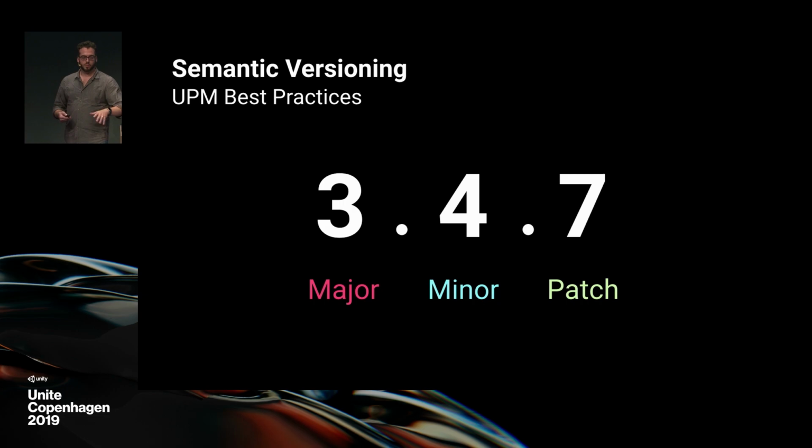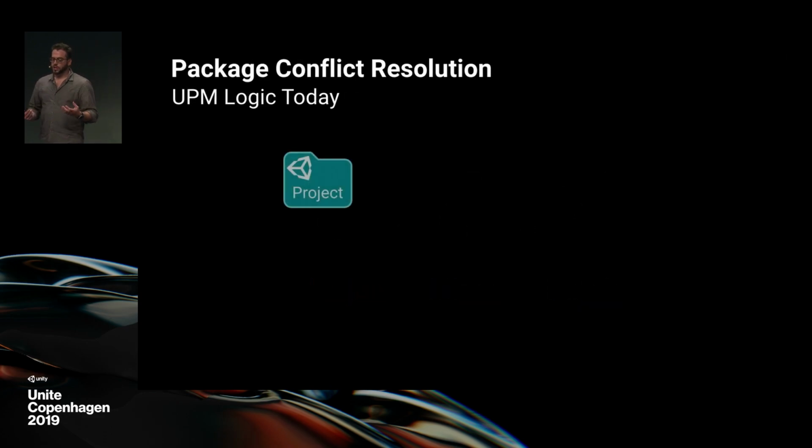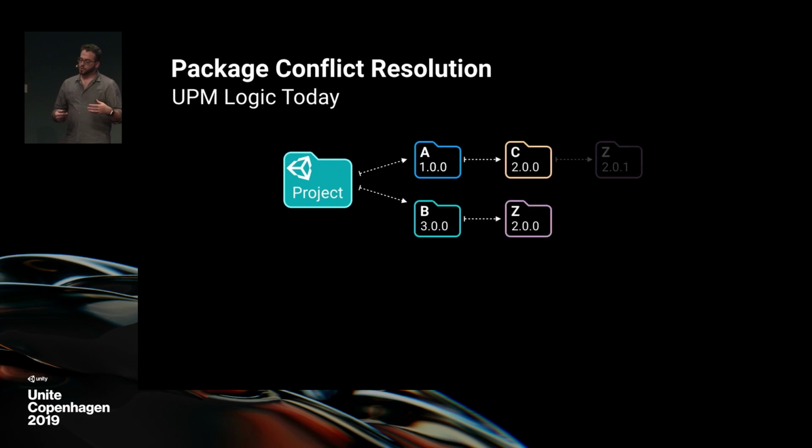Minor, you may have new features, but if all goes well, things will be stable, and patches, of course, are bug fixes. The next part about it is the logic. How does UPM work today within package and dependency resolution? So again, it starts with the project. Again, the project has that manifest. That manifest then pulls in dependencies.